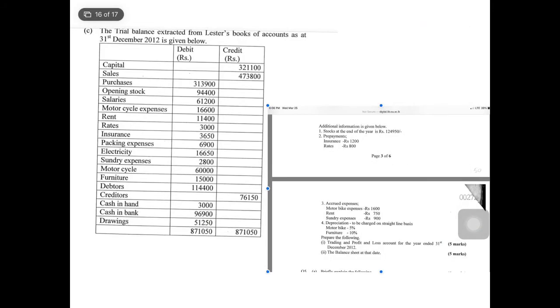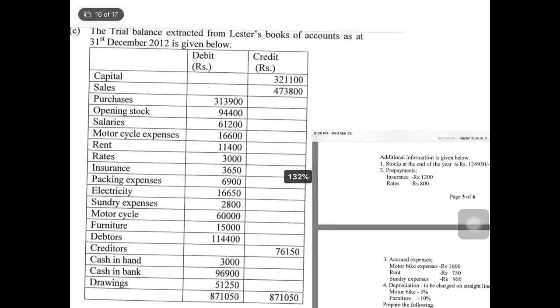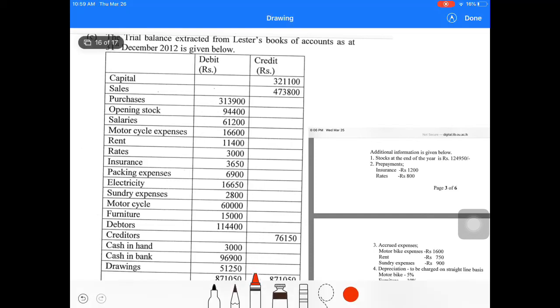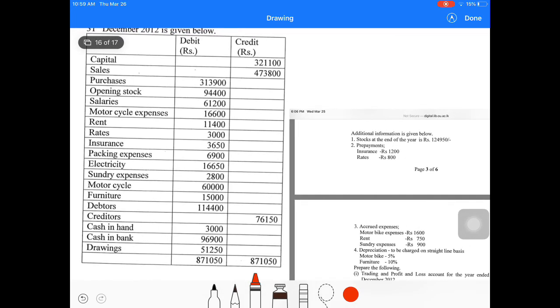Let's start with the example. Now this is the question given in the 2014 final exam paper. They have given a trial balance extracted from Leicester's books of accounts as at 31st December 2012. Now in a trial balance they get extracts from ledger accounts, right? All the transactions carried out during that particular year are shown in a trial balance.